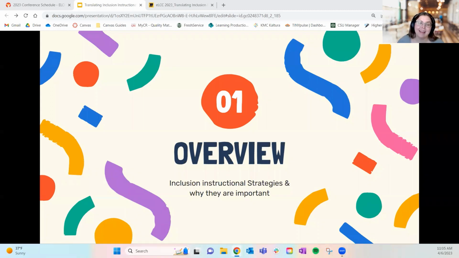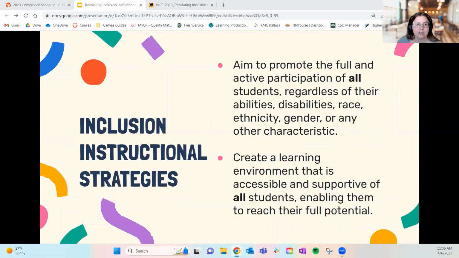So let's start with an introduction into what inclusion instructional strategies are and why they matter to our students. There's really two main components to inclusion instructional strategies. The first of which is that they aim to promote full and active participation for all students, all learners, regardless of identity, ability, disability, race, ethnicity, gender, any other characteristic that you can imagine. We want to make sure that we're inclusive of all diverse learners.